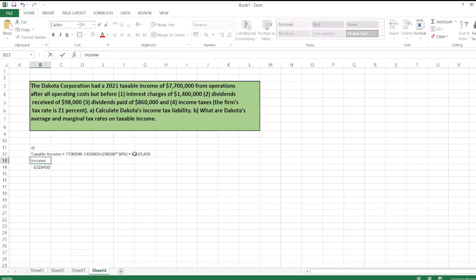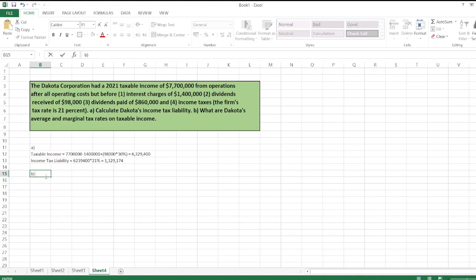Here we calculate income tax liability. So income tax liability is equal to taxable income 6,329,400 times tax rate 21%. So the income tax liability will be 1,329,174. So the income tax liability is equal to 1,329,174.